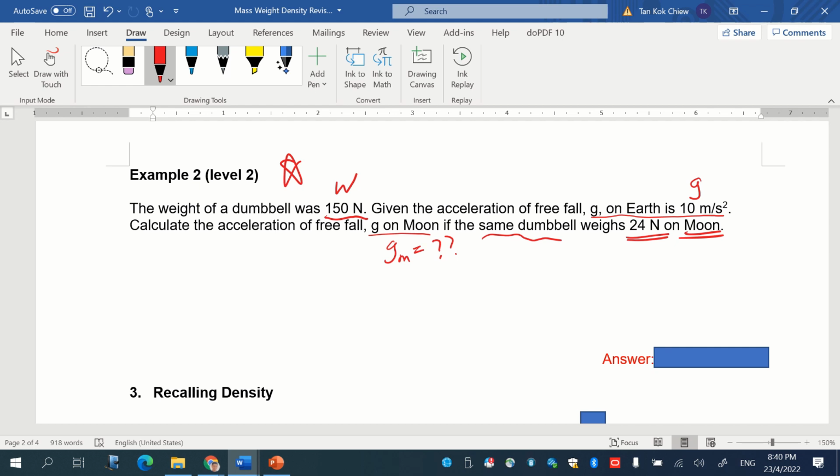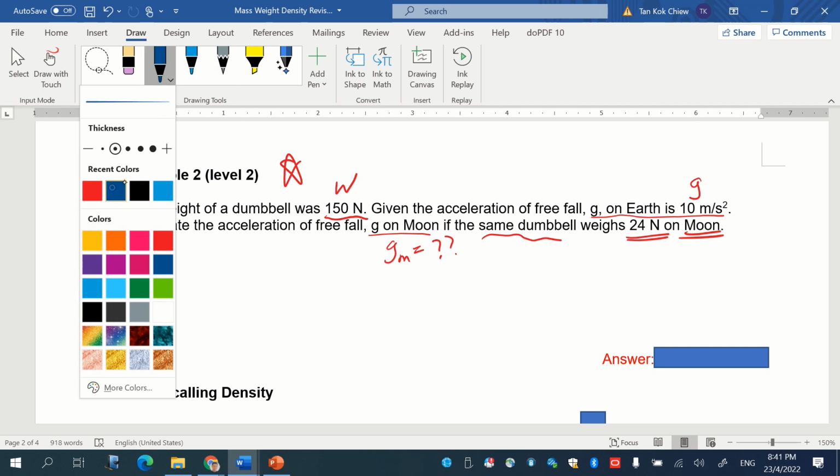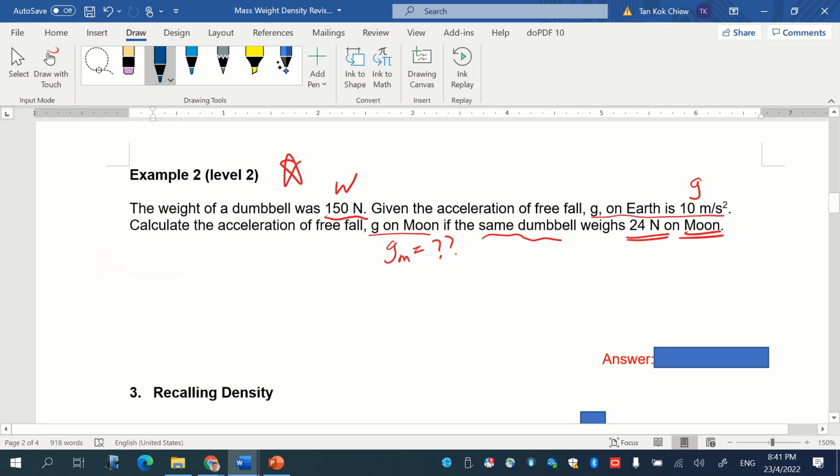Okay, so I will have a situation here. Let me try to draw this. Maybe I give you 1 minute to try this. 1 minute, ready, go.